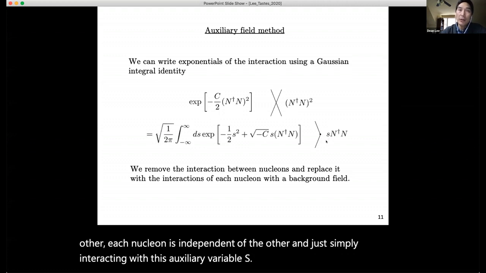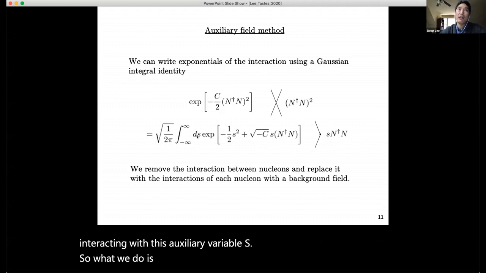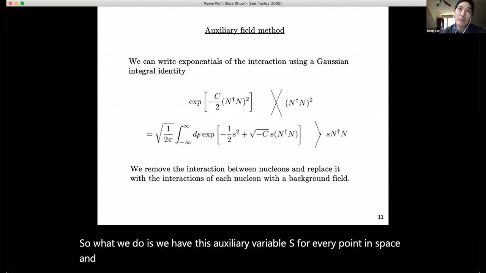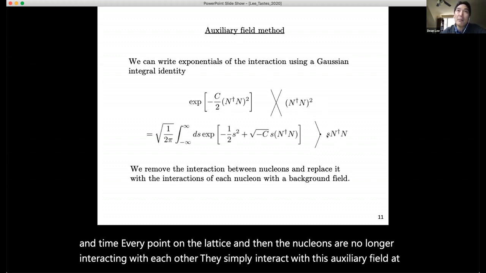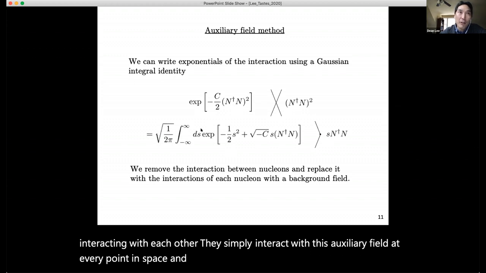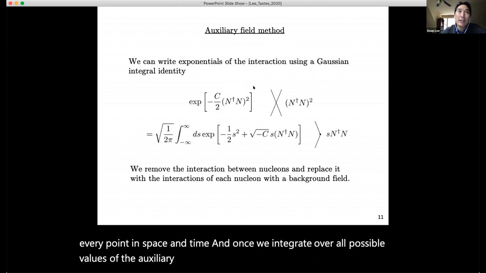So what we do is we have this auxiliary variable s for every point in space and time, every point on the lattice. And then the nucleons are no longer interacting with each other. They simply interact with this auxiliary field at every point in space and time. And once we integrate over all possible values of the auxiliary field, we get then an induced interaction of the nucleons, just like that. Okay.